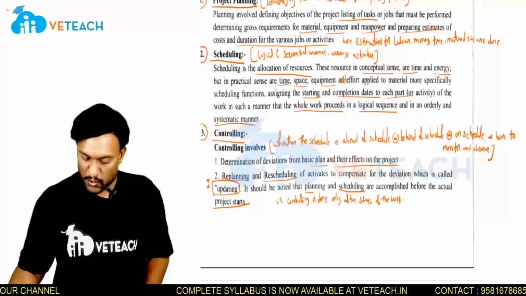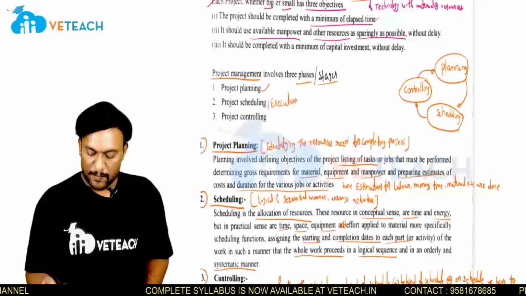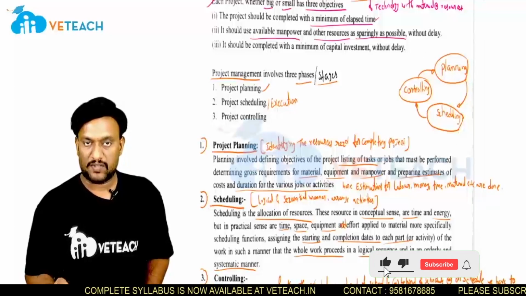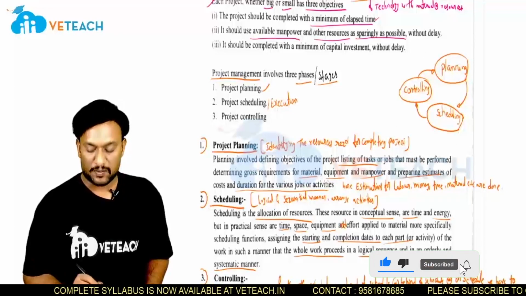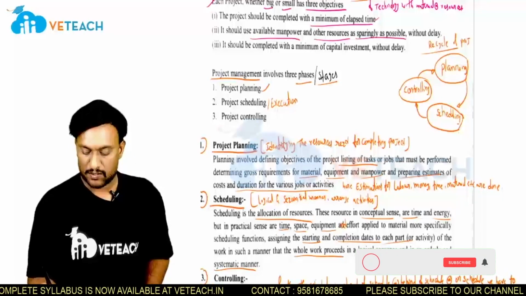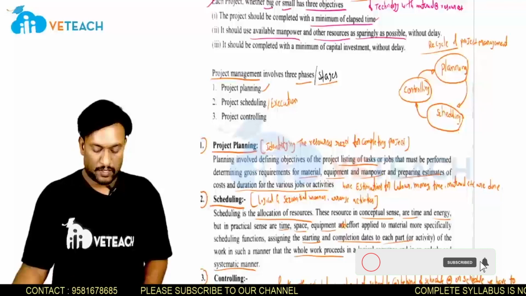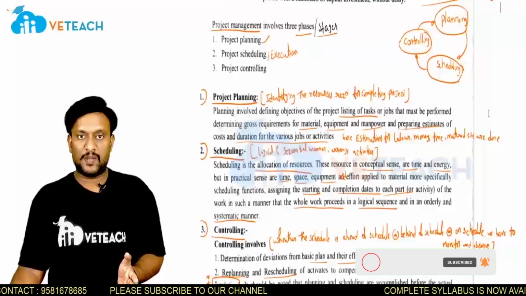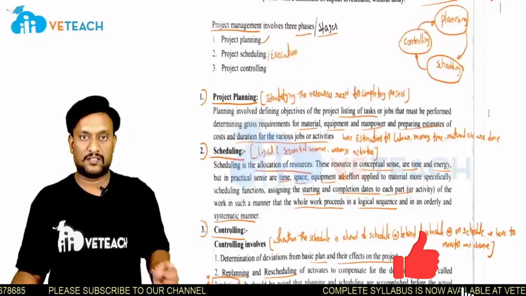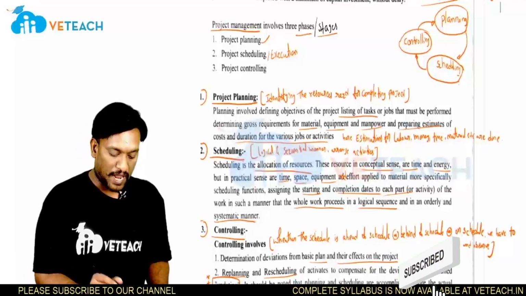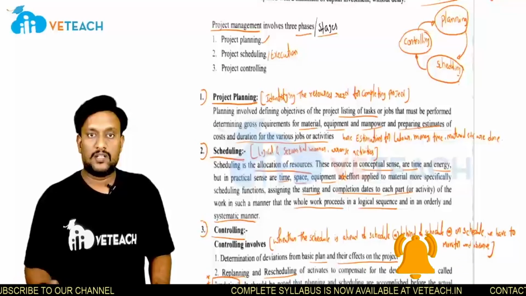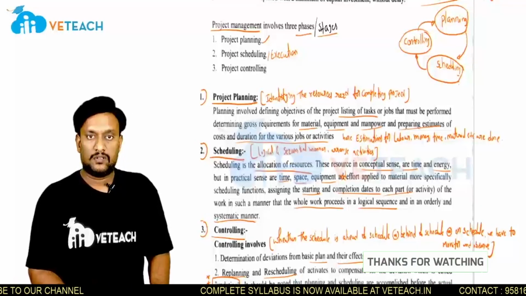So look here, you have taken some key points: planning, scheduling, controlling. This is the recycle process of the phases of project management. These are some key points related to project management stages or phases, where we have dealt with planning, scheduling, controlling. So this is about some key points related to this topic.